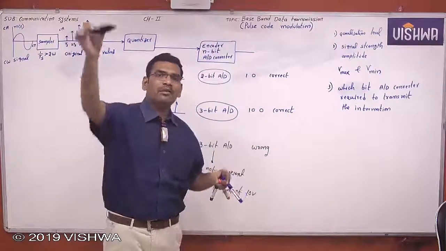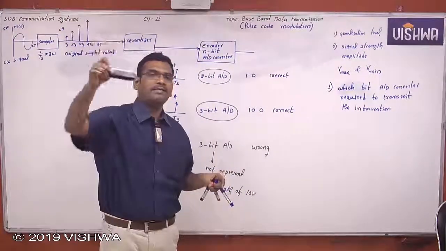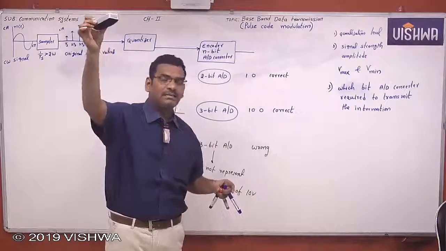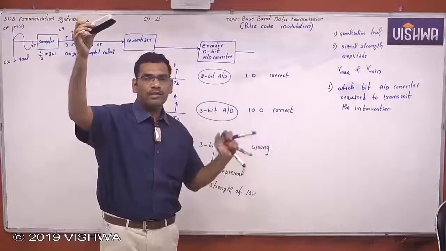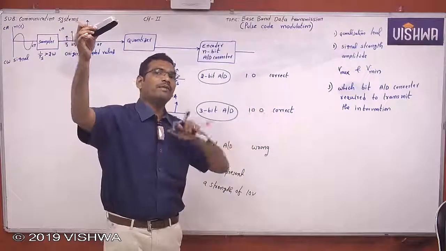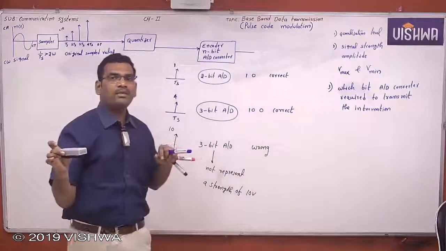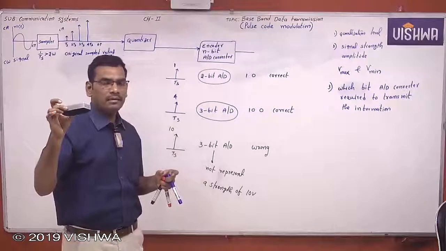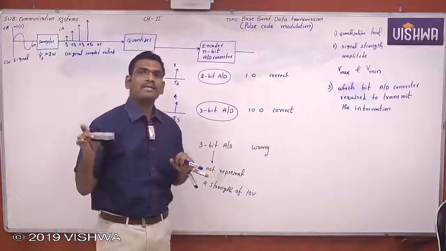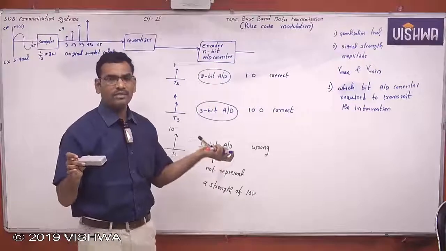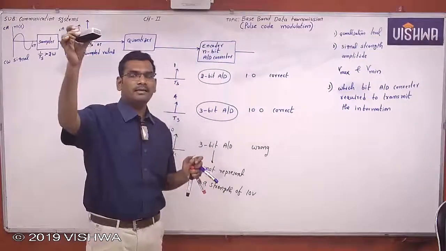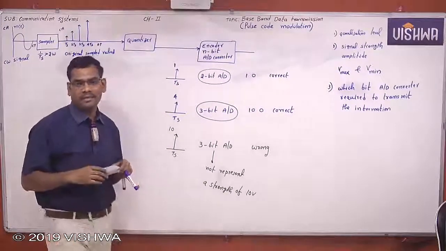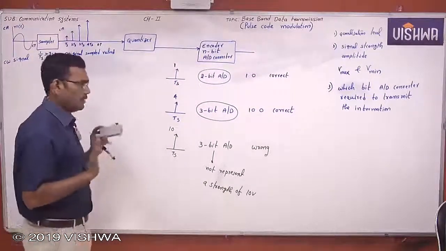A maximum value is 15. If the maximum value is 15, you can accommodate it in 4 bits. Maximum value is 17, maximum signal strength is 17: a 4-bit A to D converter is not sufficient, then go for a 5-bit A to D converter. Sir, maximum value is 7. Yes, a 3-bit A to D converter. Sir, maximum value is 8. Yes, a 4-bit A to D converter is required. Maximum value is 100: 2-bit, 3-bit, 4-bit are not sufficient, so take a 7-bit A to D converter. Okay, like this. Clear or not?